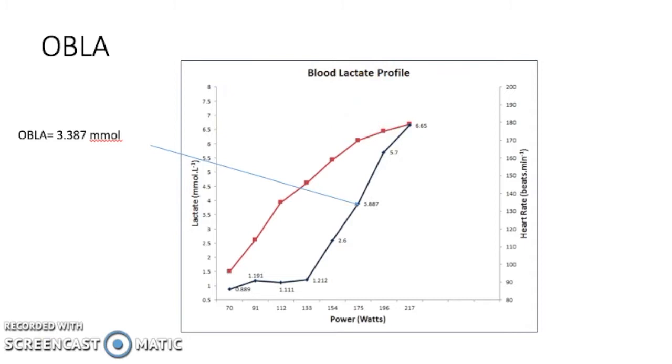So OBLA is always measured at 4 millimoles of lactate, and trained athletes reach OBLA at a later stage, meaning that they can work for a longer period of time before the lactate starts accumulating. Trained athletes also begin OBLA at higher work intensities than untrained athletes. The longer an athlete can delay the blood lactate accumulating, the longer they can work for.